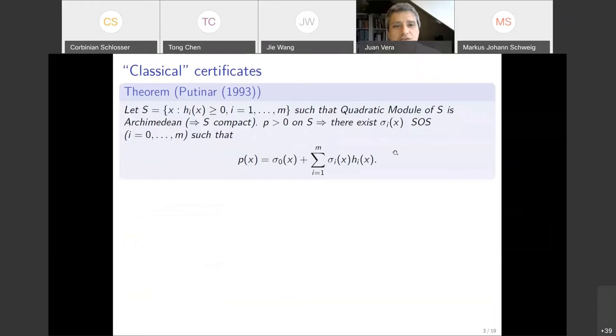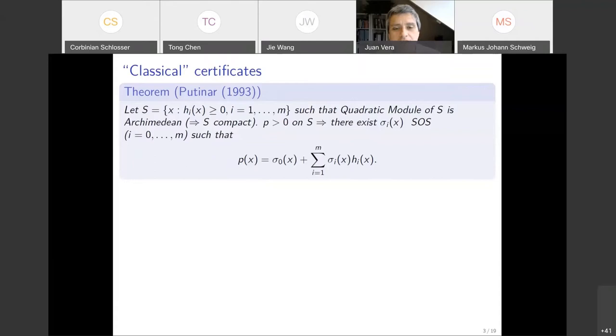For example, we have the theorem of Putinar. We are given a semi-algebraic set with some condition, that the quadratic module is Archimedean. In particular, my set S has to be compact. Then if I have a positive polynomial on S, there are sums of squares such that this representation holds. And this theorem has been presented several times in this workshop. It's one of the main things in this workshop.